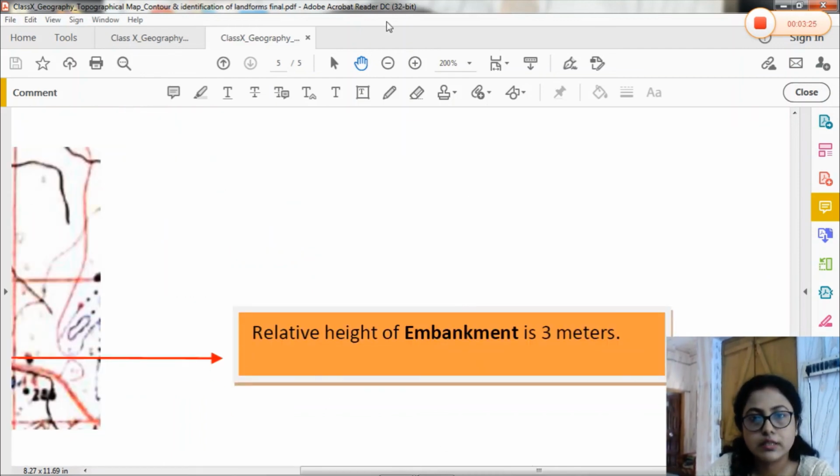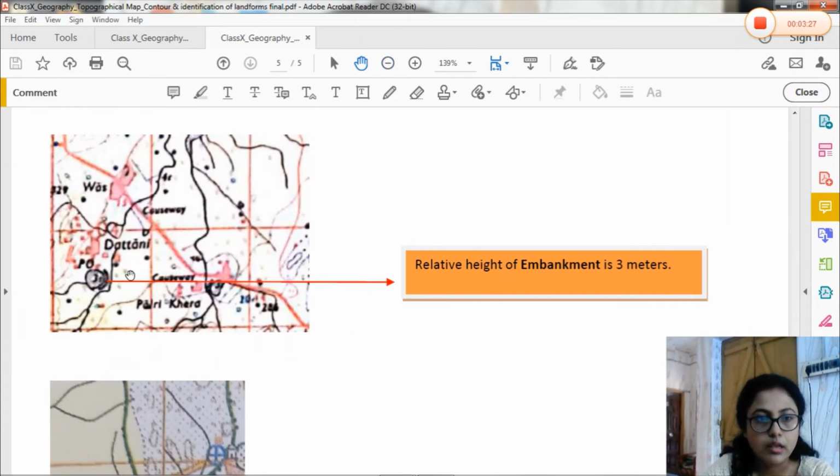Now the next thing, here also see 3R written in the dry tank, and beside that one embankment drawn. So it also shows the relative height of the embankment is 3 meters.